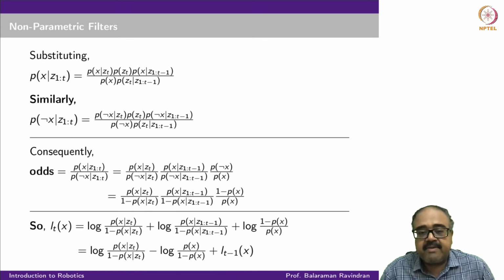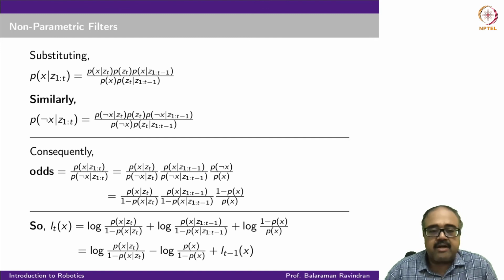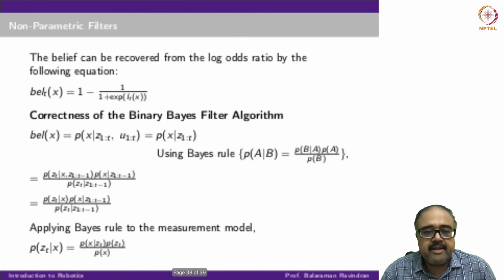Then I have this term which is log of 1 minus px divided by px, and I can flip it around. I take minus log px divided by 1 minus px, which is my L naught of x as we saw earlier. So that's essentially my whole expression. Lt of x equals Lt minus 1 of x plus the log odds of the inverse measurement model minus L naught, which is the log odds of the initial belief before I make any measurements. So that gives us the expression for the binary Bayes filter update.